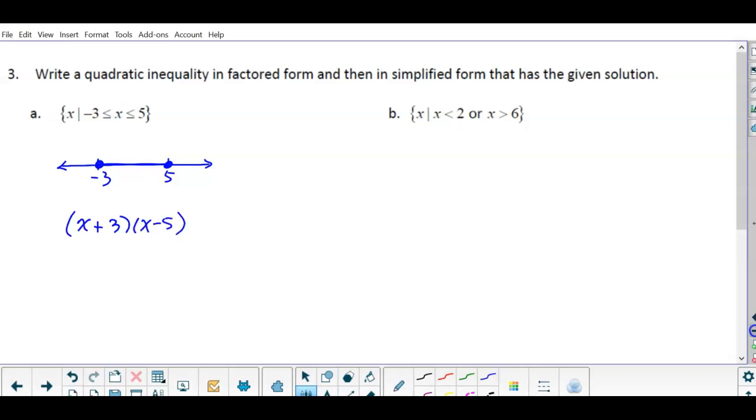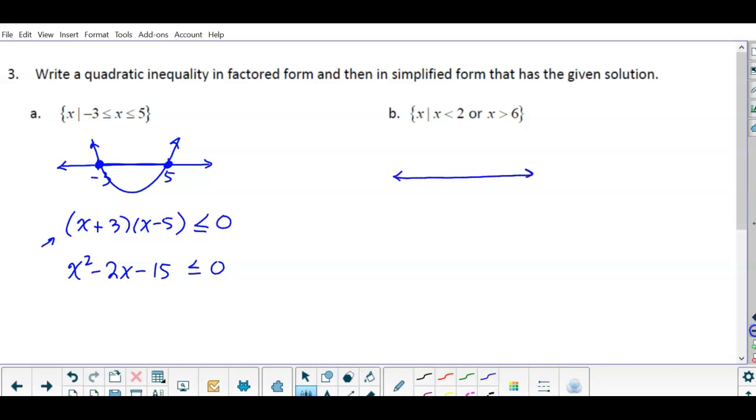And if that has to be our solution set, then let's say we keep that positive, which is basically leaving it like this. Then if we want that solution set between negative 3 and 5, we want to be looking below the x-axis. So we've got to be looking for less than 0. It does have equal signs in our inequality solution, so we need the equal sign. And then in simplified form, you're just expanding out.